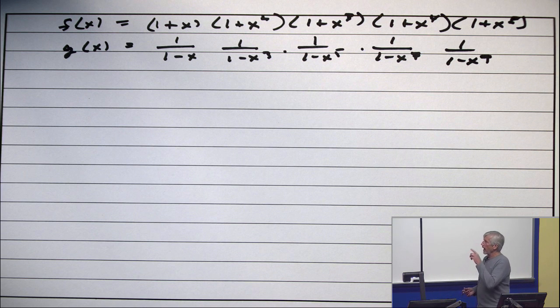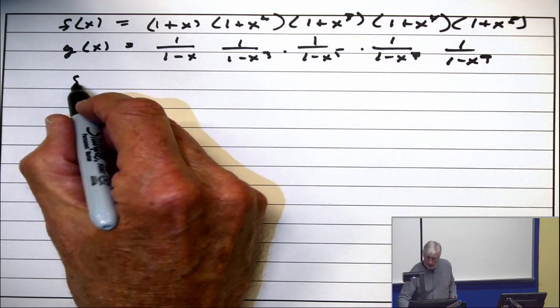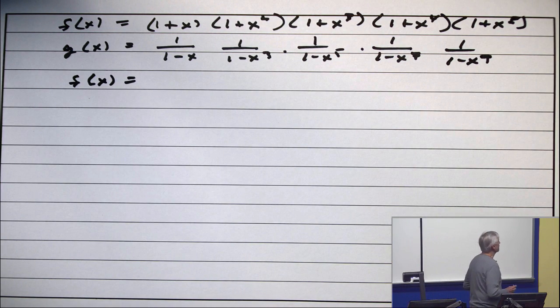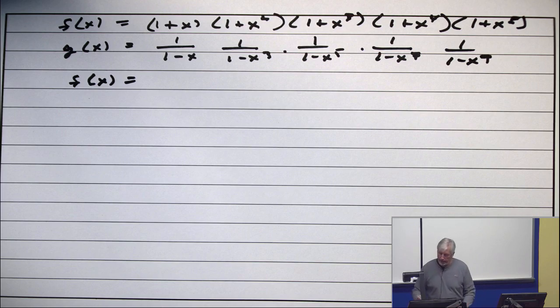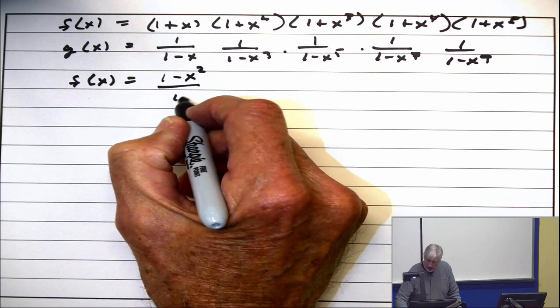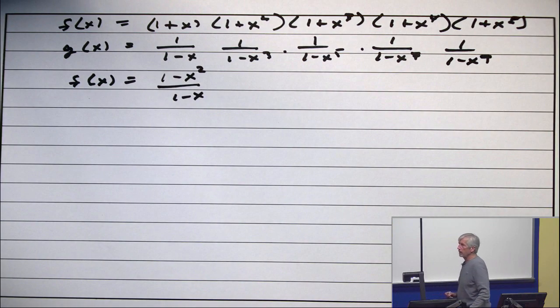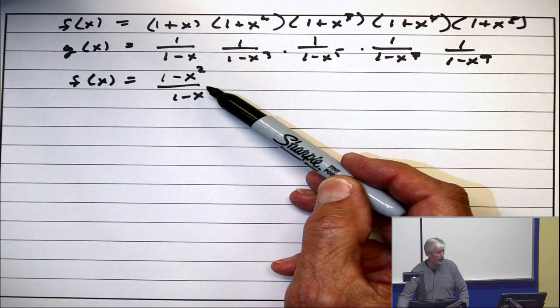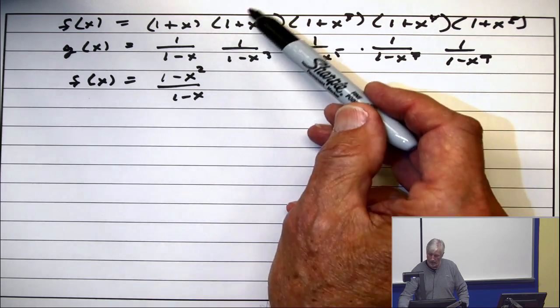All right. Now, I want to work on the function f of x. So I'm going to take f of x and rewrite it. I want to write 1 plus x. I'm rewriting this expression as 1 minus x squared over 1 minus x. Do you believe that? This expression, 1 plus x, is 1 minus x squared over 1 minus x. Agreed?